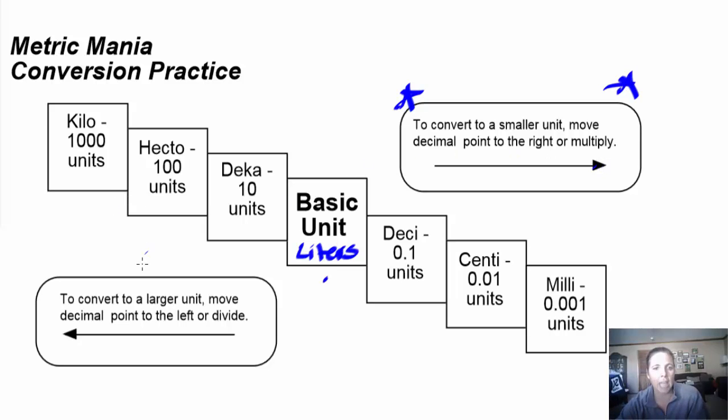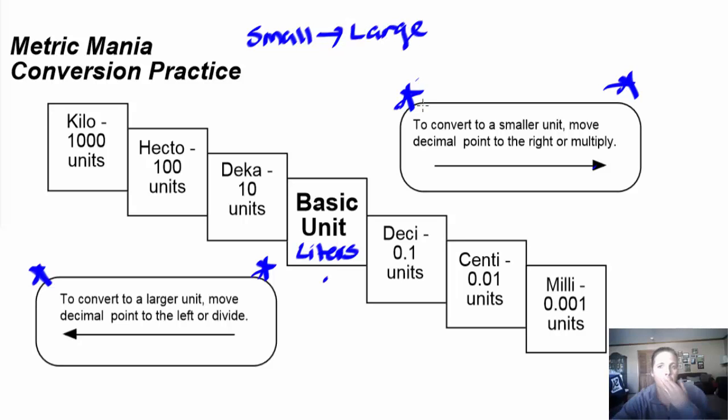Okay, and then to the left, to convert to a larger unit, you would move to the left. So small to large. Okay, so this is what this is down here. To convert to a larger unit, you're starting with small, going to large, move decimal point, so then you would divide. Okay, to go from large to small, you're going to multiply.